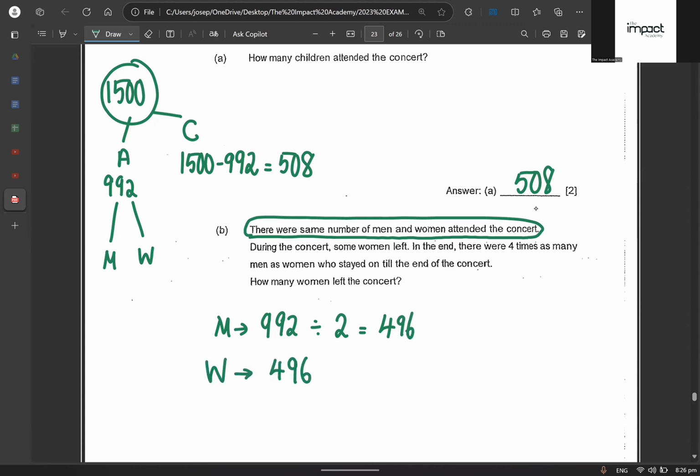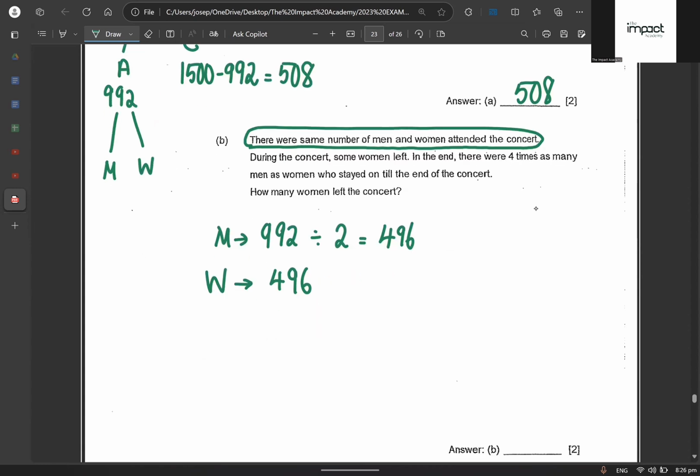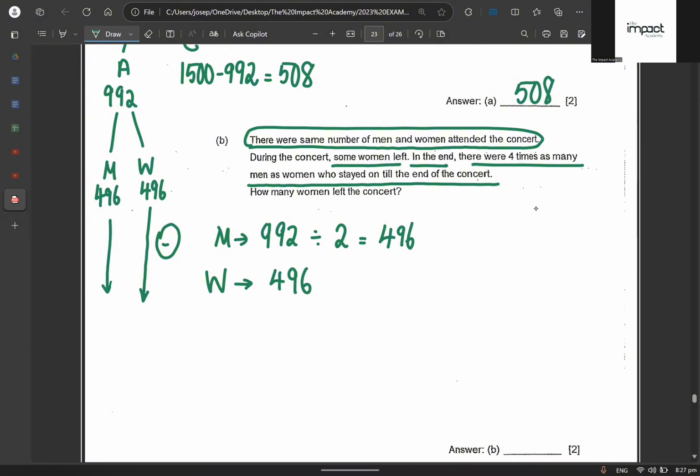Okay, this part you are okay. All right, very good. And then what happens? What happens during the concert? Some women left, right? Okay, watch this, everyone listen to me. Some women left, can you all see I minus? In the end, what happened? There were 4 times as many men as women who stayed on to the end of the concert. So the men, got anybody left or not?